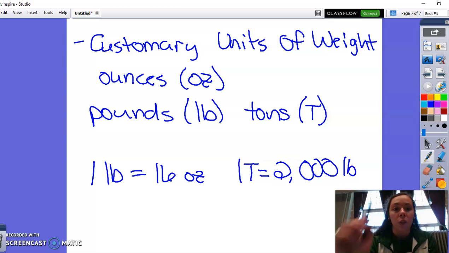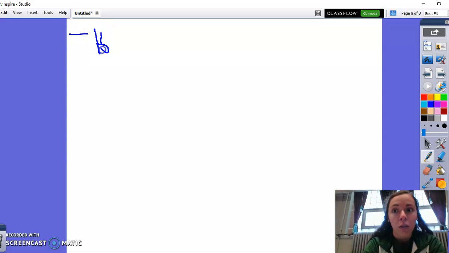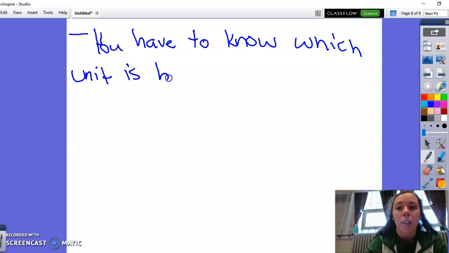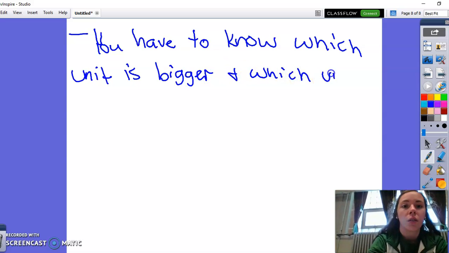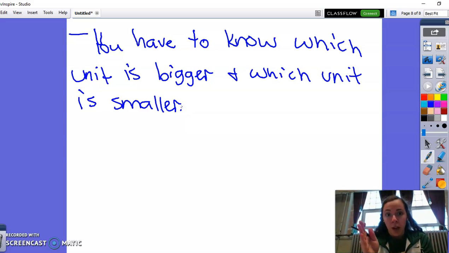And without further ado, let's do a little practice with converting. The same thing that we've been talking about in the last two videos applies to units of weight. When you convert, you have to know which unit is bigger and which unit is smaller. And that's going to help us know if we're supposed to multiply or divide.